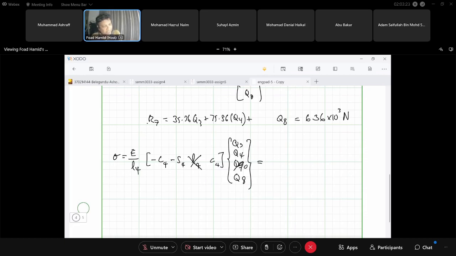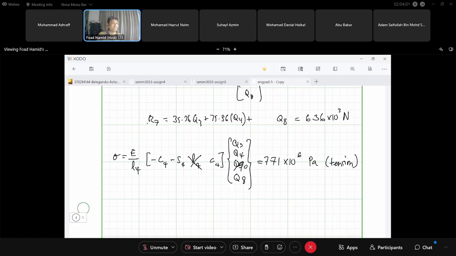So this is L for the length of the element. Just now I was using L4 too, so this is confusing. So instead of using L, I'm using C for cosine. And what I have here is 7.71 times 10 to the power of 6 Pascal. So this is 7.71 megapascal, and it is in tension.